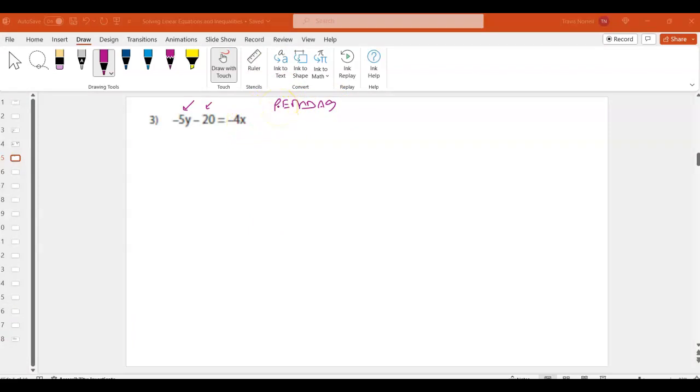So, let's see. I am subtracting 20. And the opposite of subtracting 20 would be to add 20. So I will add 20 to both sides. And notice I'm not going to add 20 to negative 4x because those are not like terms. So negative 20 plus 20 is just 0. So that's negative 5y minus 0 is just negative 5y.